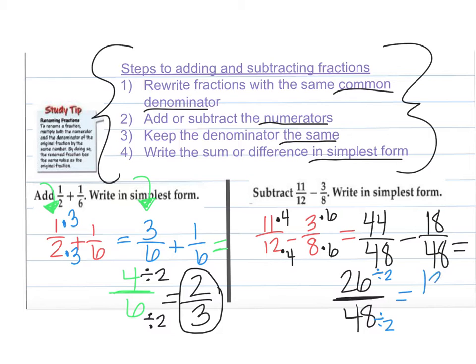26 divided by 2 is 13. 48 divided by 2 is 24. So then 13/24 is my answer in simplest form.